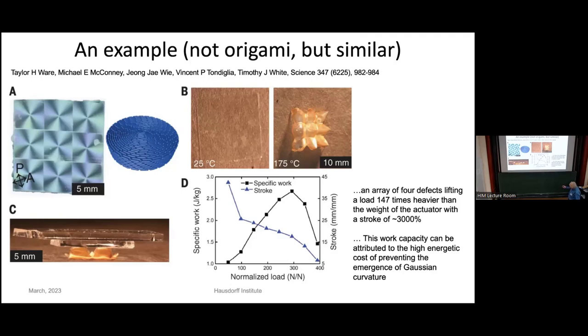When you take this flat sheet and you put a weight on it, and now you heat it up, it lifts the weight. And these guys in this paper notice that it lifts the load 147 times its weight, with a stroke displacement of 3,000%. They don't exaggerate, but it's still pretty amazing that a thin sheet could do that. So there's something very special about cones and spheres, maybe cylinders and so on.